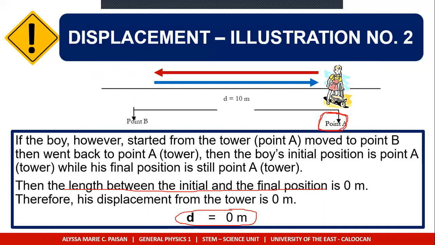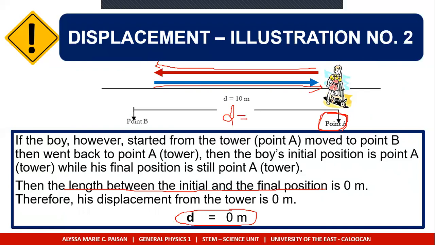What's the length between point A and point A? Right? That's 0. That's why we have displacement equal to 0. Now, how about the distance? For the distance, we compute all the paths taken by the boy. So that's 10 meters westward, and then because he went back, you add another 10 meters.